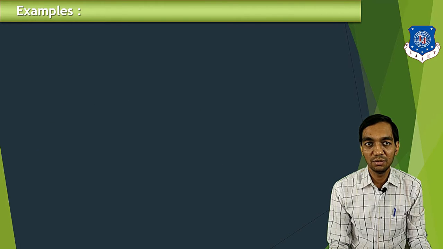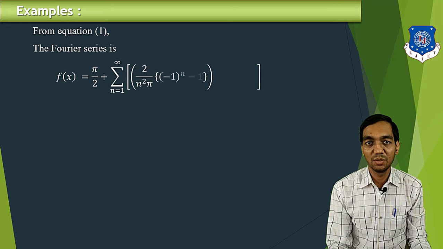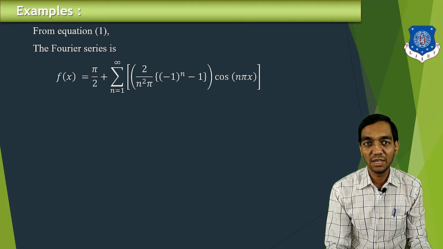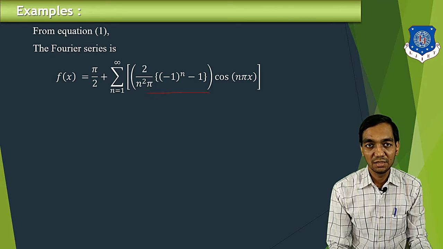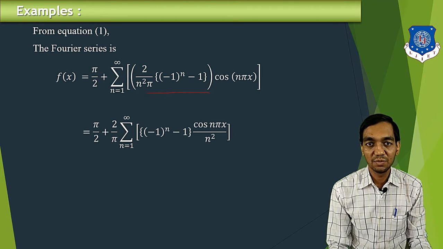Now substitute these values in the Fourier series, which gives f(x) equal to A0 by 2 plus sigma An cos nπx plus sigma Bn sin nπx. So A0 by 2 will be π by 2, and plus sigma An is your 2 upon n²π into the bracket (−1)^n − 1 into cos nπx, and Bn will be 0. So putting the values of these terms, first of all take 2 by π common, and then substitute n equal to 1, n equal to 2, n equal to 3.